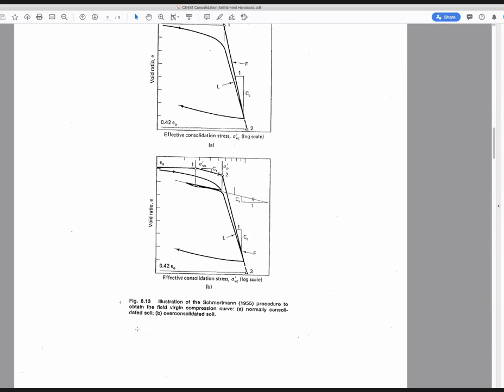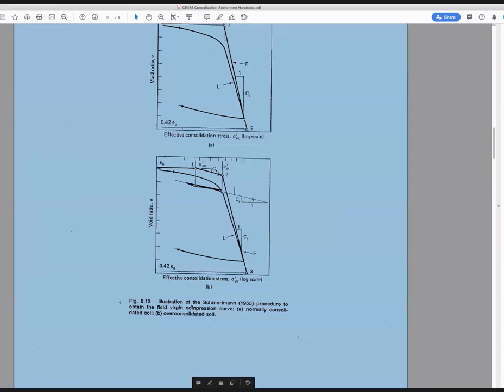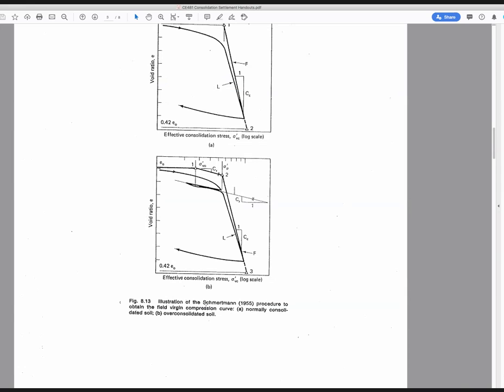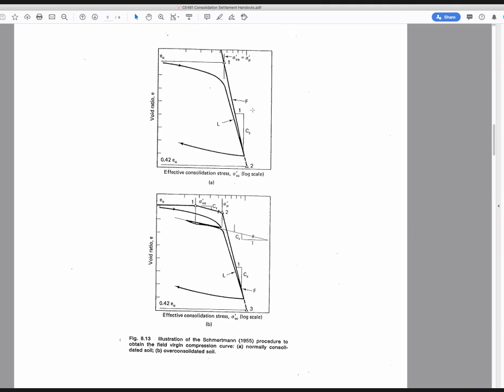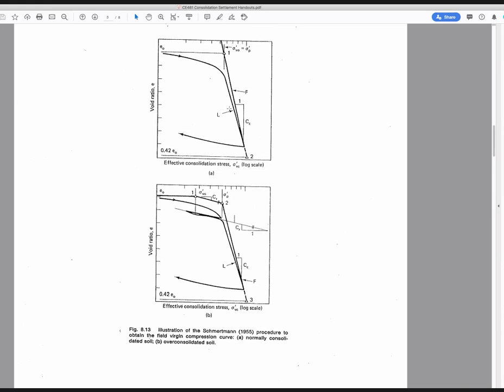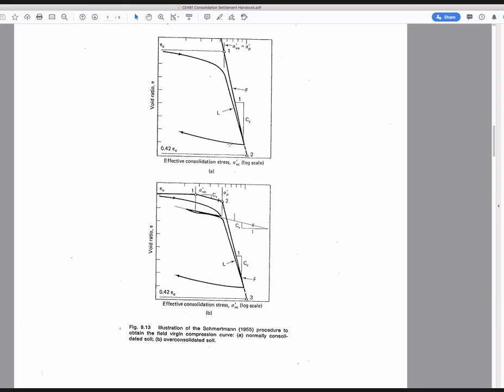Next up, there is another of our friends, Schmertmann. You guys recognize that name from immediate settlement over sands and all the work he did. He also did some work on consolidation, and it related to correcting a consolidation curve. You'll see this arrow here is the actual curve, and that would be from a laboratory specimen.